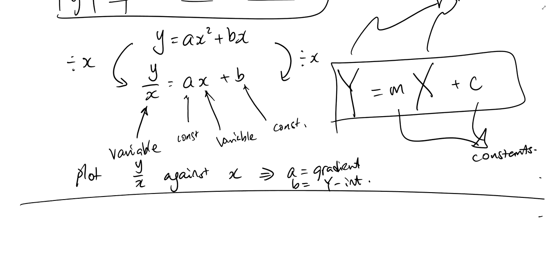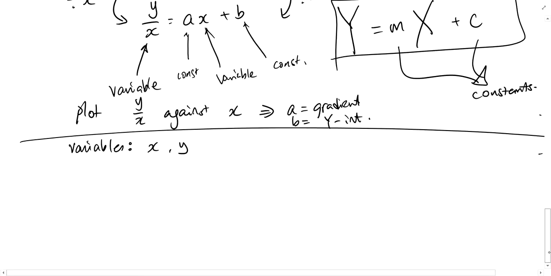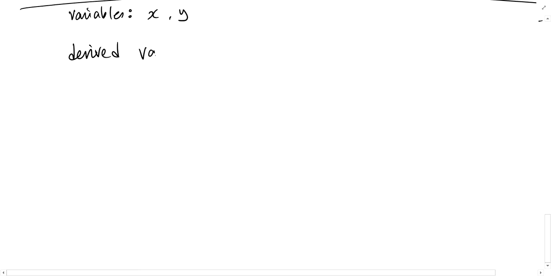So first, the original variables. We've got x and y. Okay? So now I will give you some derived variables. Derived variables means it's a combination of your x and y. Examples. First one, y over x. We just saw it earlier on in the example. Y over x is made up of variables only. So this itself is a variable also.